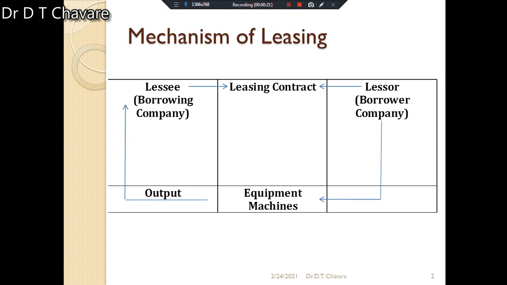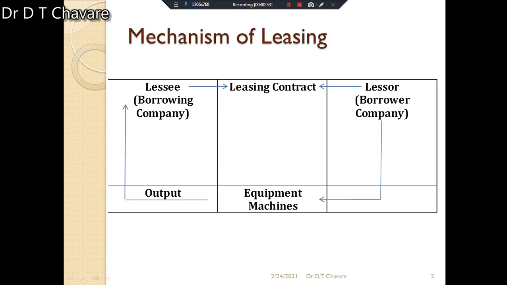Leasing is a contract between two parties. How many parties are there? Two parties are there, and that is a contract between two parties. One party is called the borrowing company, which is also named as a lessee. And the second party is the lender company, that is called the lessor.